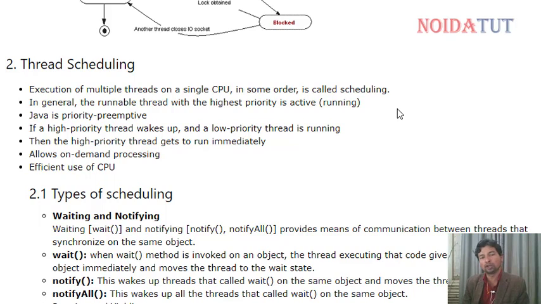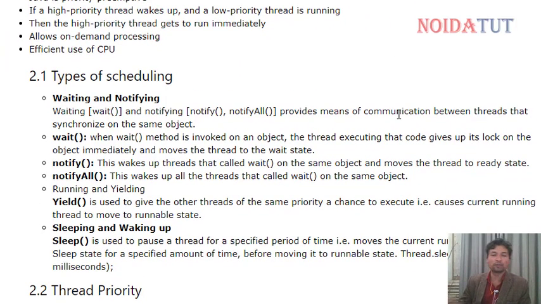Now talking about scheduling of threads, execution of multiple threads on a single CPU in some order is called scheduling. In general, the runnable thread with the highest priority is active. Java is priority preemptive. If a high priority thread wakes up and a low priority thread is running, then the high priority thread gets to run immediately, allows on demand processing, efficient use of CPU. Talking about different scheduling, let us discuss types of scheduling.